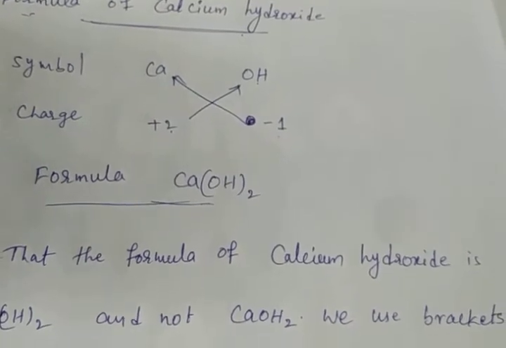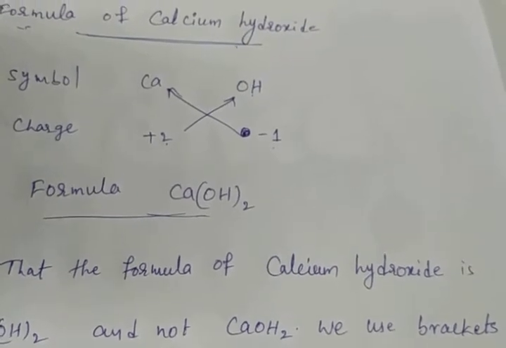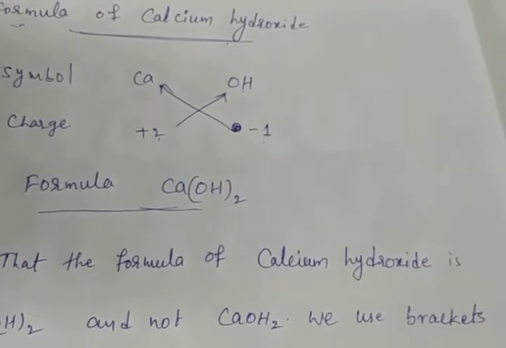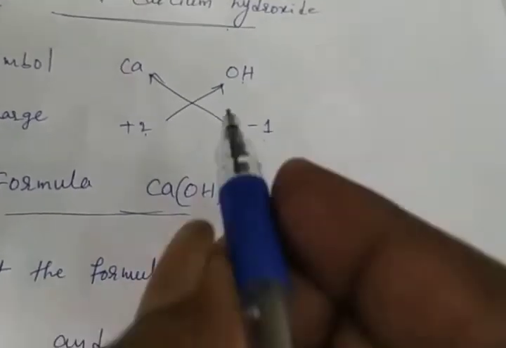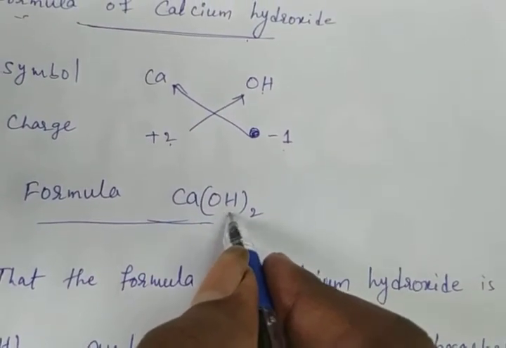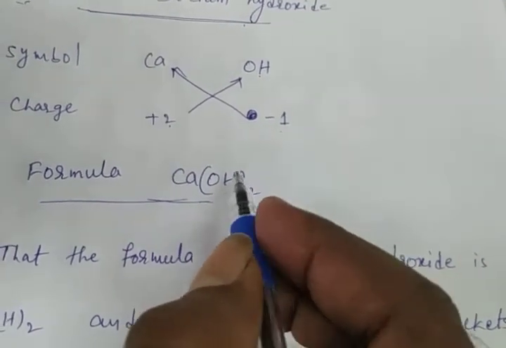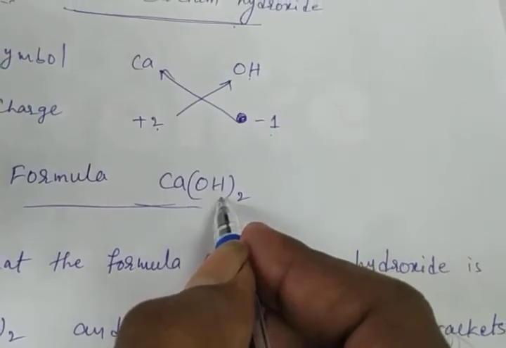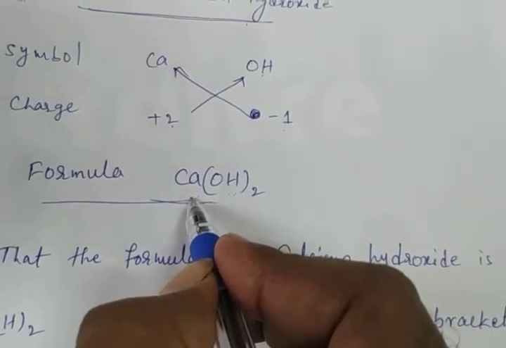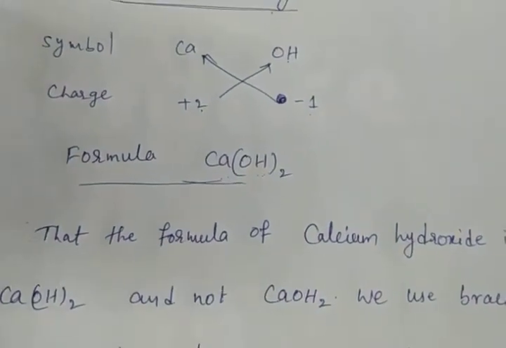We use brackets when we have two or more of the same ions in the formula, or polyatomic ions. Here the bracket around OH with the subscript 2 indicates that there are two hydroxyl groups joined to one calcium atom. These OH minus ions are called hydroxyl ions. The 2 indicates that there are two hydroxyl ions joined to the one calcium atom. This is about calcium hydroxide.